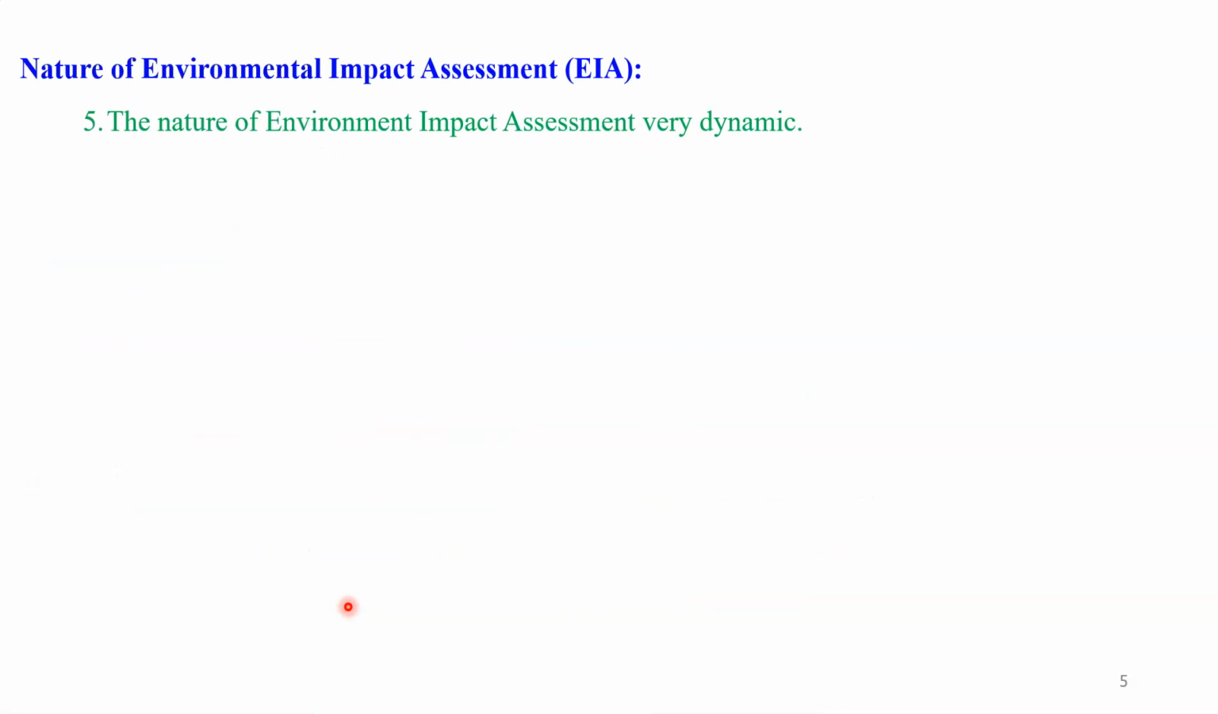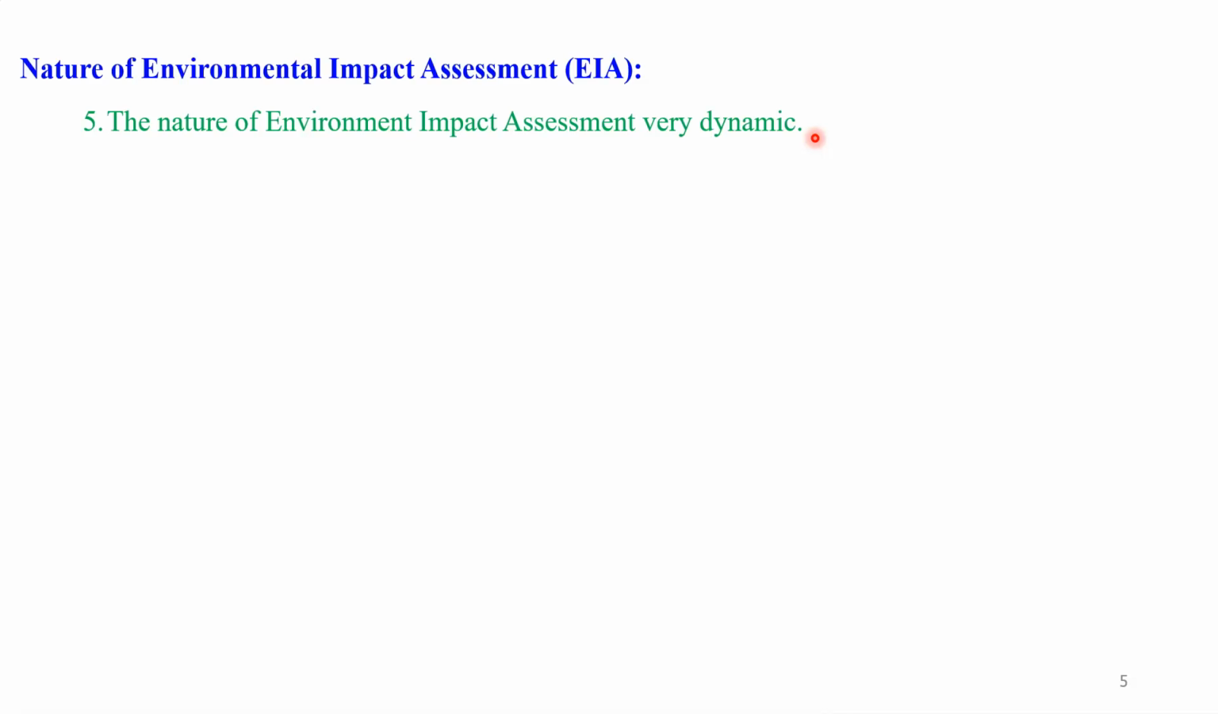Dear student, the next important point is that the nature of environmental impact assessment is very dynamic. This is a very important statement about its nature, because the relation between the human being and the environment continuously changes from time to time with technological innovation and scientific and technological development. So the impact of the human being through the development project always changes, as per what type of technology is going to be used for the project.